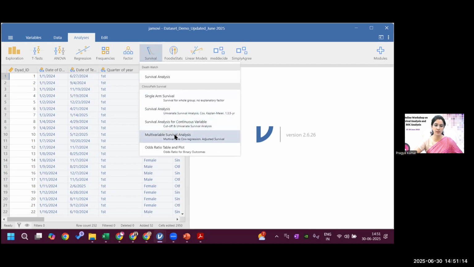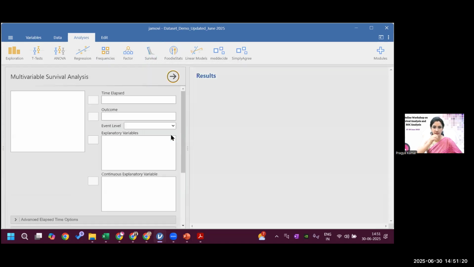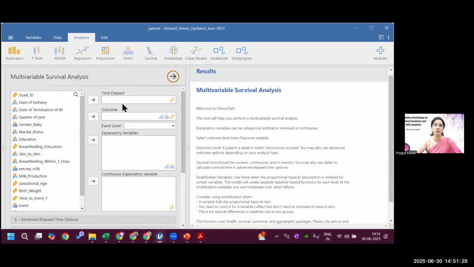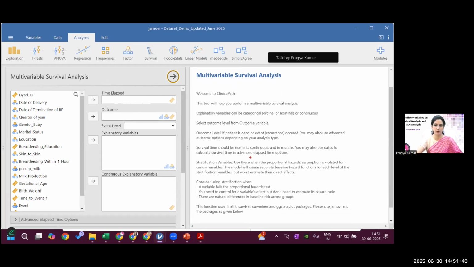Now coming to multivariable survival analysis. I will click this multivariable survival analysis. This is again the same interface as logistic regression, except that you have got two dependent variables here, that means time elapsed and outcome. Again, this box is the same: one box for explanatory variables, which are ordinal or nominal, and then one box for the continuous variable.